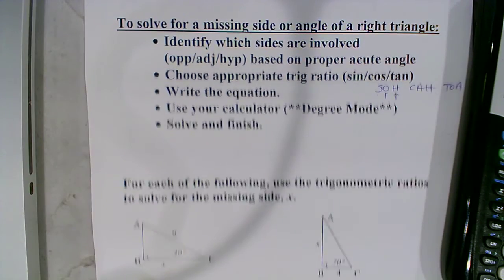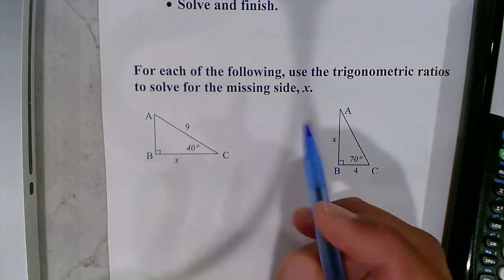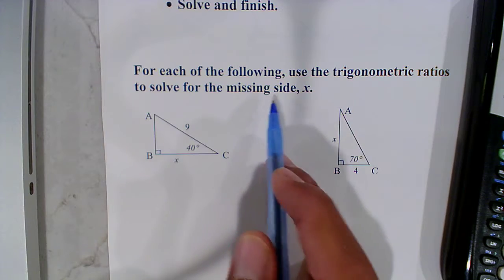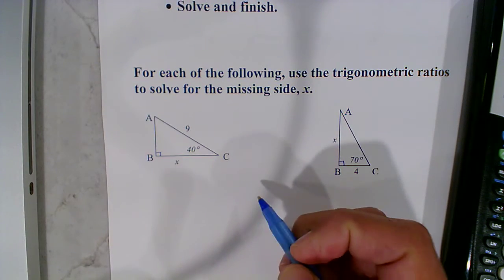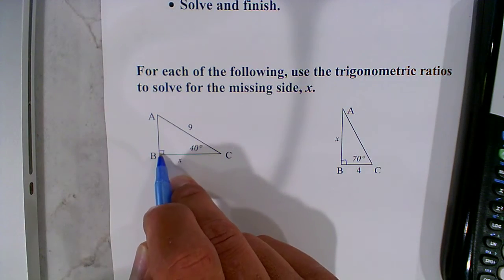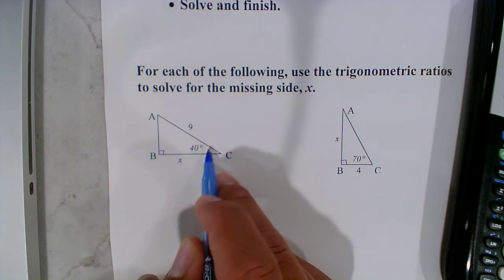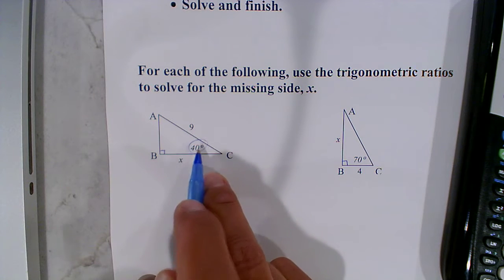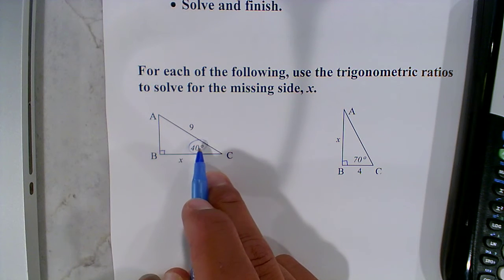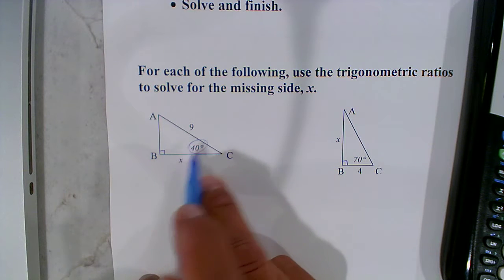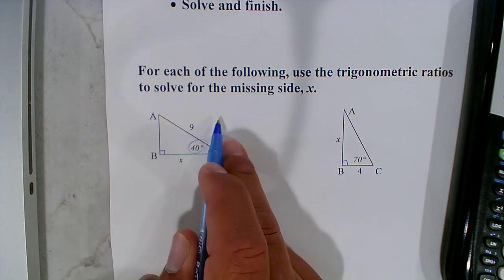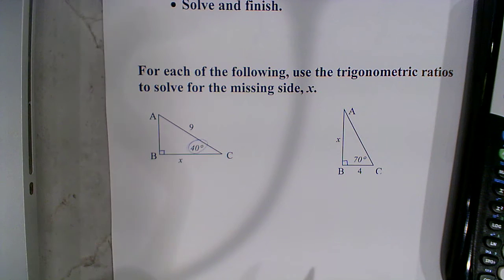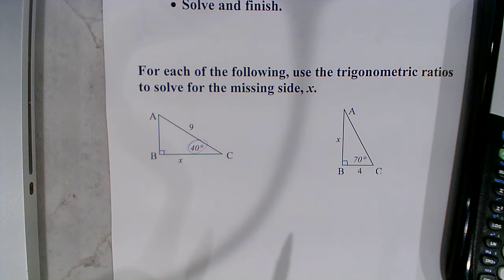Okay, so let's look at our first problem. For each of the following, use the trigonometric ratios to solve for the missing side x. Okay, so I look at this. I have a right angle symbol, great, it's a right triangle, fantastic. I have this 40-degree angle right here. That's my acute angle that I'm going to reference everything from. So, relative to this 40-degree angle, I'm going to decide what sides these are. Now, you should remember, the hypotenuse is the hypotenuse is the hypotenuse. So you should ask yourself right away, is the hypotenuse involved?